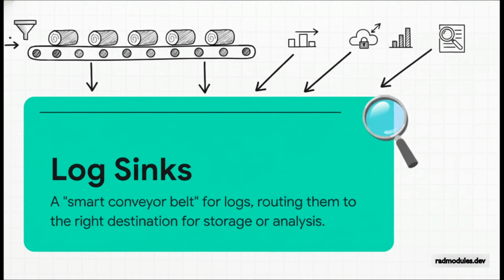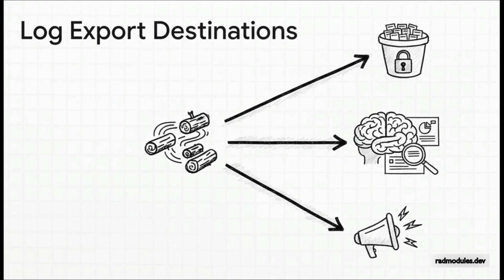So you've got all these logs being created all over the place. But how do you get them where they need to go? Well, that's the job of a log sink. And don't overthink this. It's really just a smart conveyor belt. It's a rule that says, hey, any logs that look like this should get sent over to that destination. That's it.